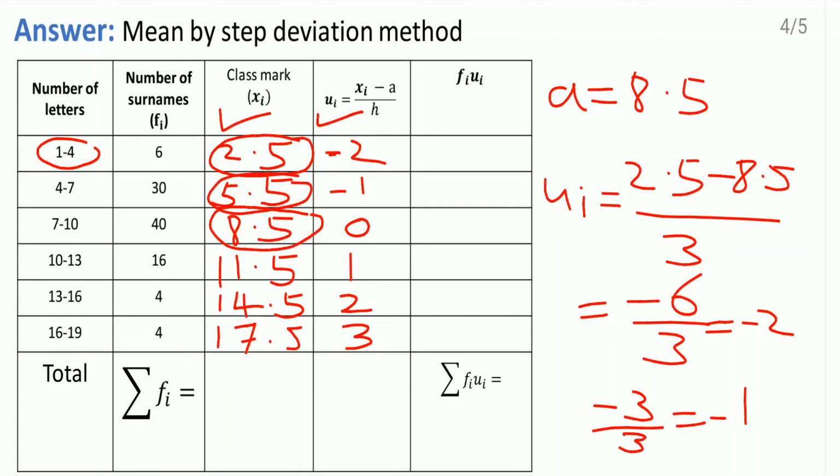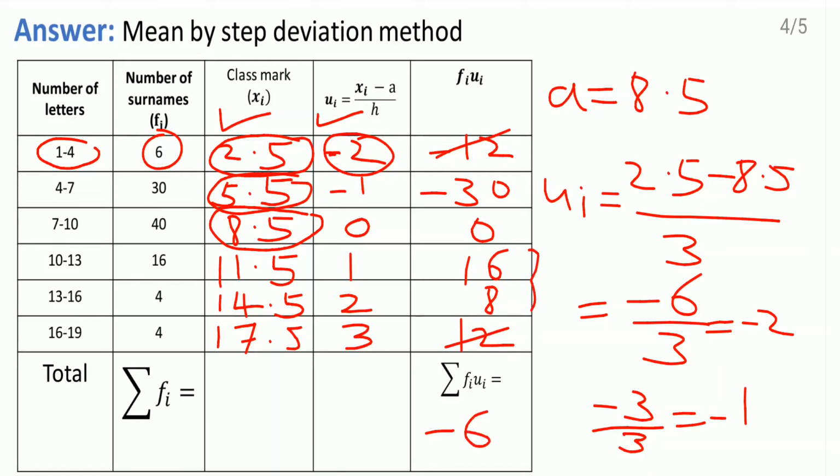Here fiUi. So 6 into minus 2 is minus 12. 30 into minus 1 is minus 30, then 0, then here 16, then here 8, and here 12. We need to do the addition of the last column. Minus 12 plus 12 cancelled. Minus 30, and the addition of these two numbers is 24. Minus 30 and plus 24 comes as minus 6. Total number of surnames is 100.